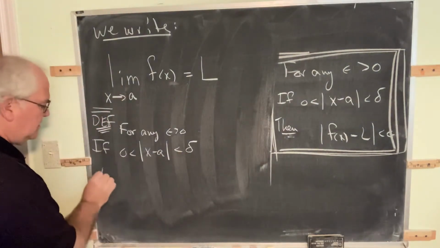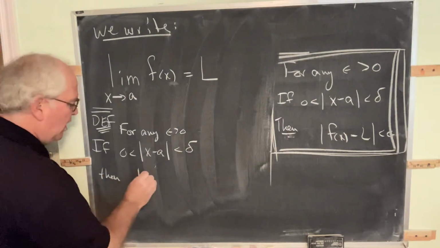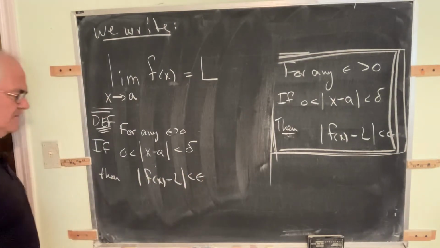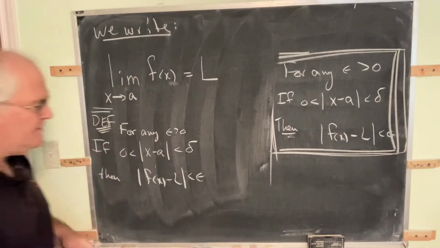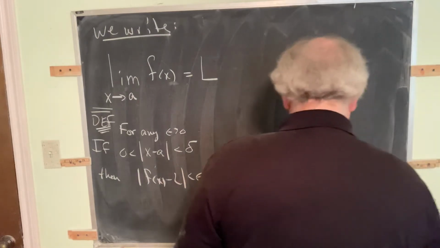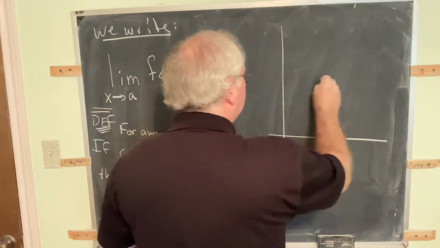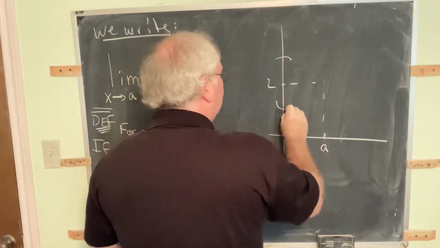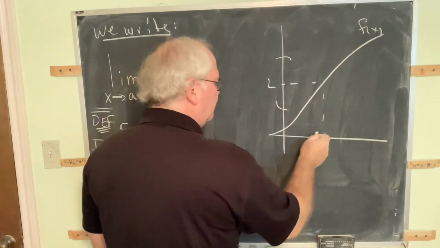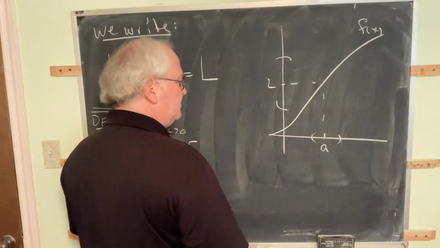If this occurs, if you're well behaved on the X axis, then you will be well behaved on the Y axis. This is the fancy schmancy way of saying what's happening in this picture. Here's A, here's L, there's epsilon, there's the function, there's delta. So this is an epsilon interval, there's the delta interval.